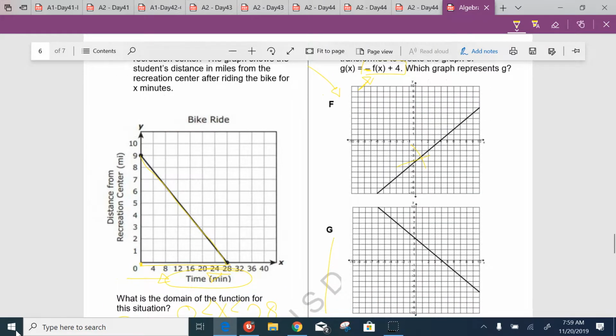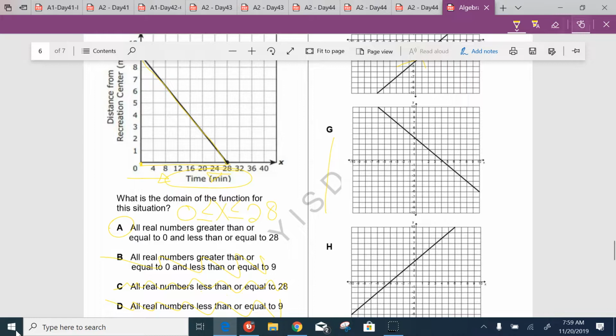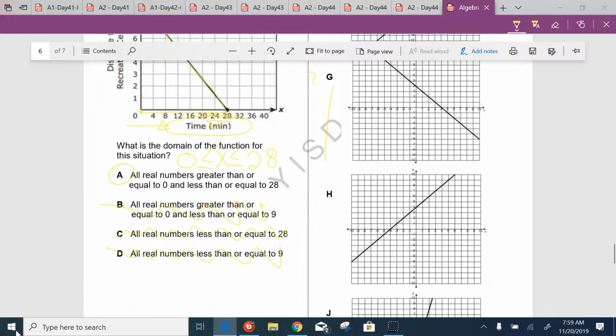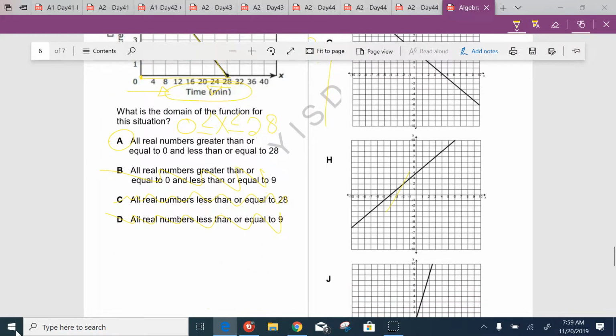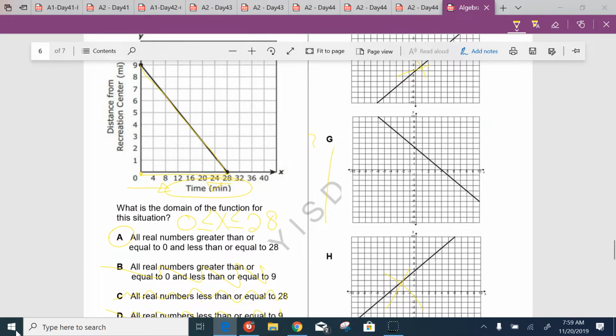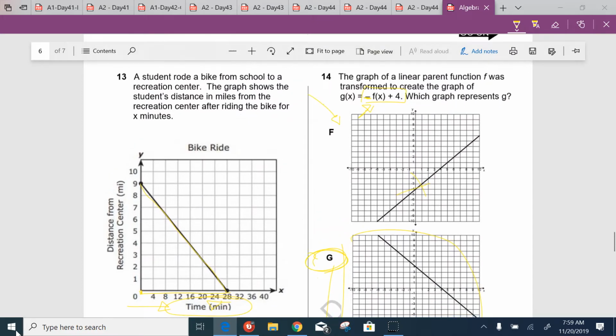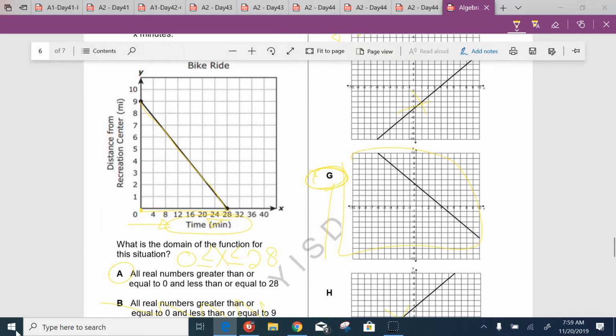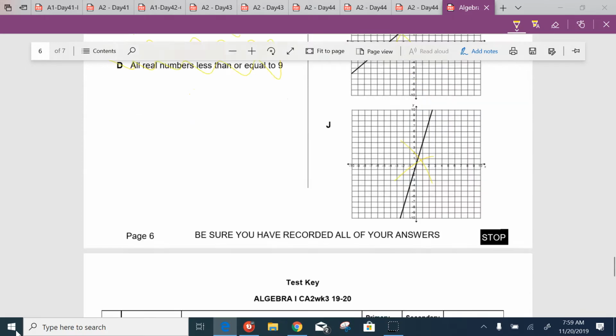So choice F is no good. Choice G has potential because it's going downwards. Choice H is going upwards, so that's no good. And then choice J is also going upwards from left to right. So there's only one that even responds to a negative value, and that's going to be this one right here. So choice G was already the right answer. To verify it, we know it crosses at a y-intercept of positive 4. So we have that going on right here. So that was the best answer choice.